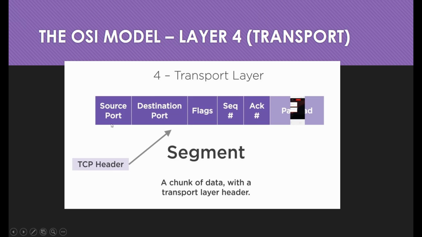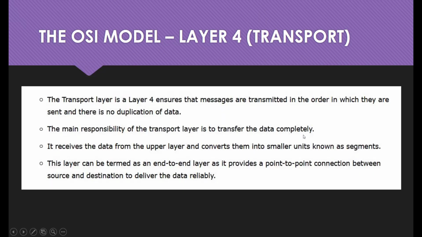Let's also take note that the source port is the first portion of this segment, and you can see that the destination port is the second area of this segment. And we also have flags, sequence number, acknowledgement number. So let's take note of this. Source comes before destination. So in layer 4, we can see that it ensures that messages are transmitted in the order in which they are sent, and there is no duplication of that data.